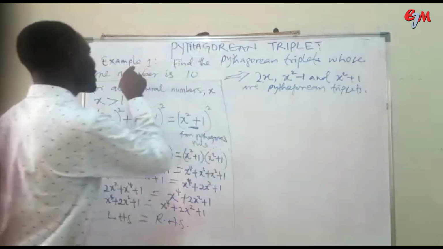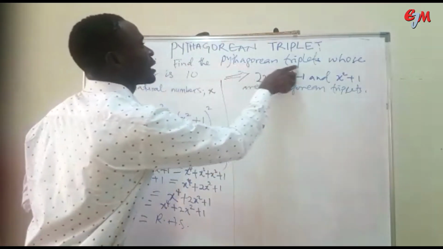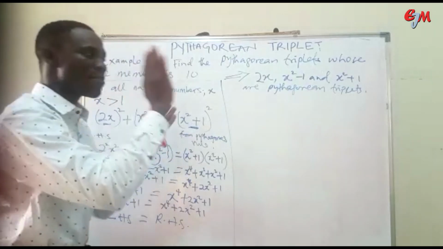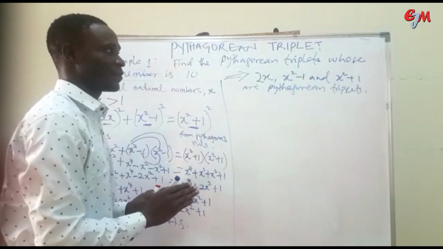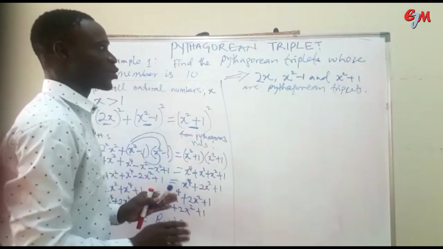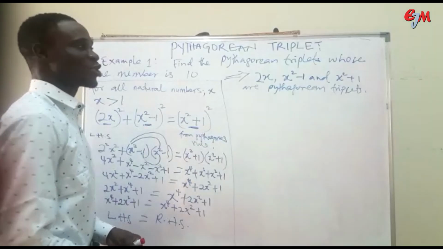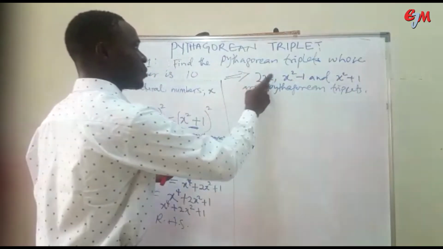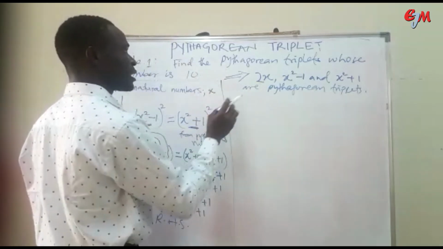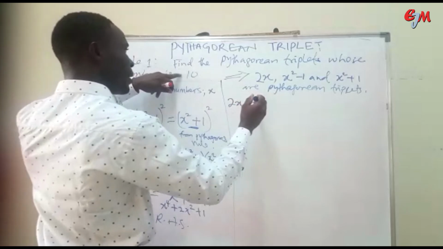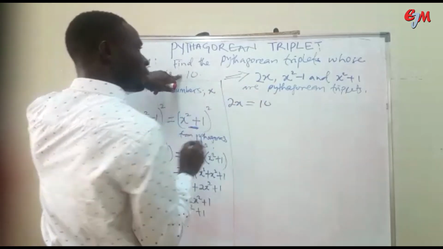Now, in the first question they say find the Pythagorean triplets whose one member is 10. You understand that you're given one member as 10. So find the remaining ones. So how do you get this one now? You get it using this. So look at the first member here, 2x. So that's to say that 2x is equal to one member, which is 10.